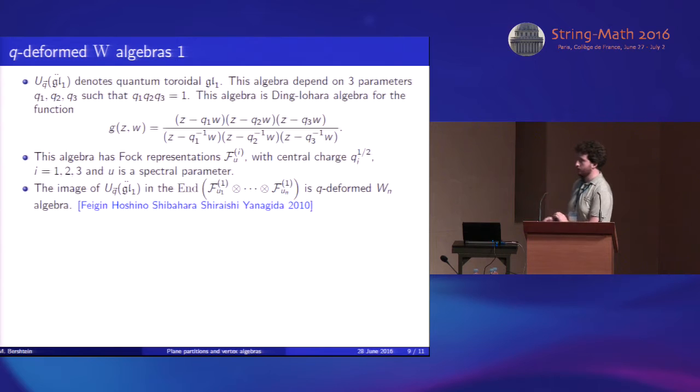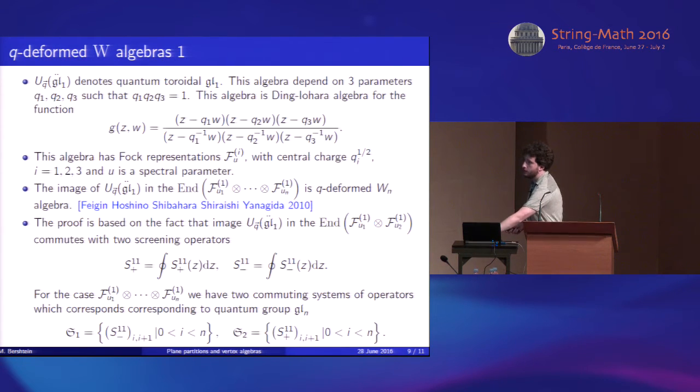This was proven by 6 years ago. And what was the idea of the proof? The idea was based on the fact that the image of this algebra, the tensor product of two models, commutes with two screening operators, S plus and S minus.